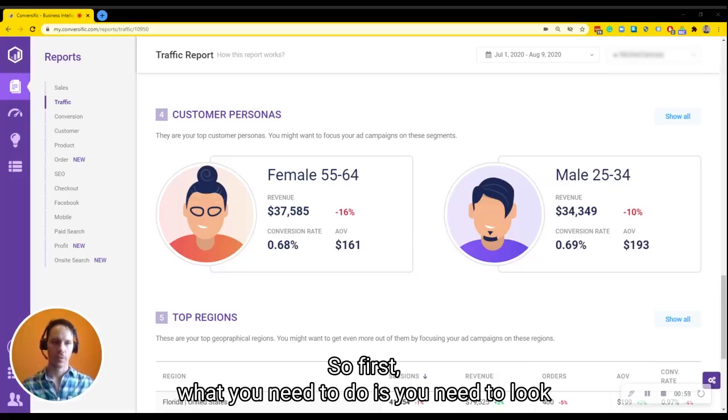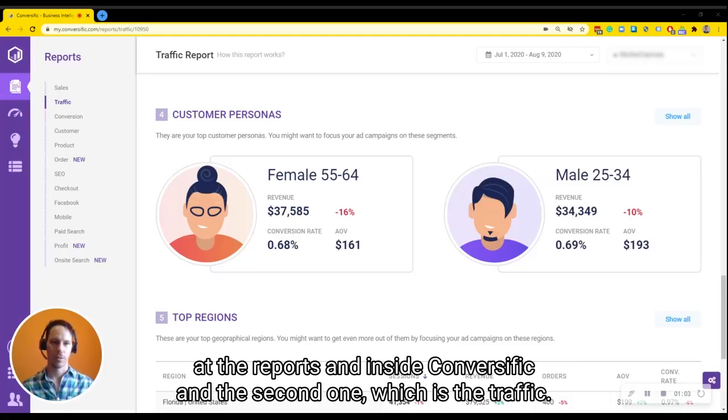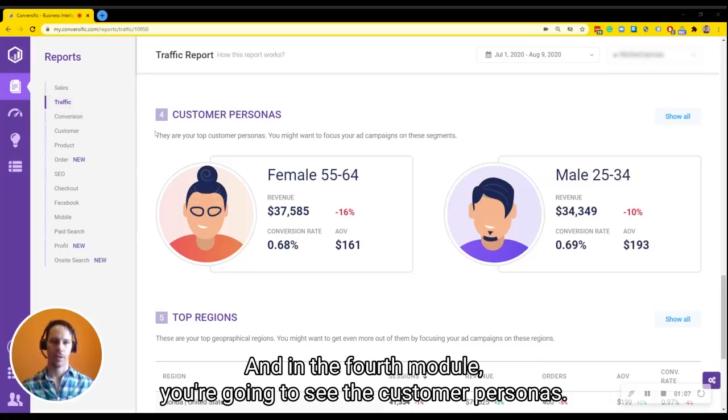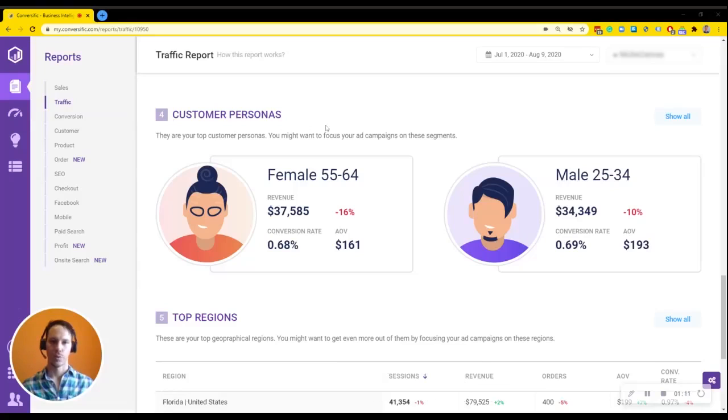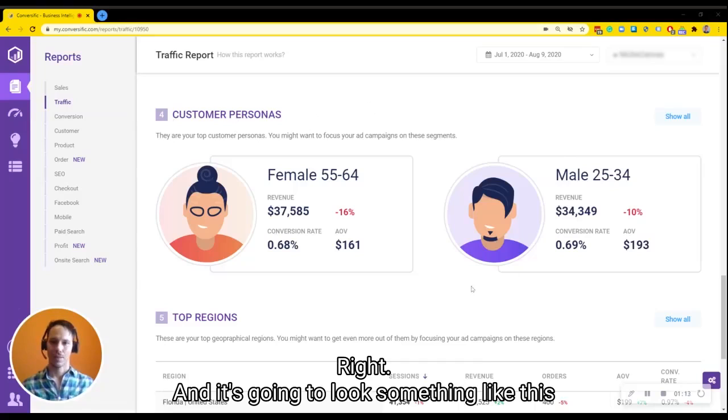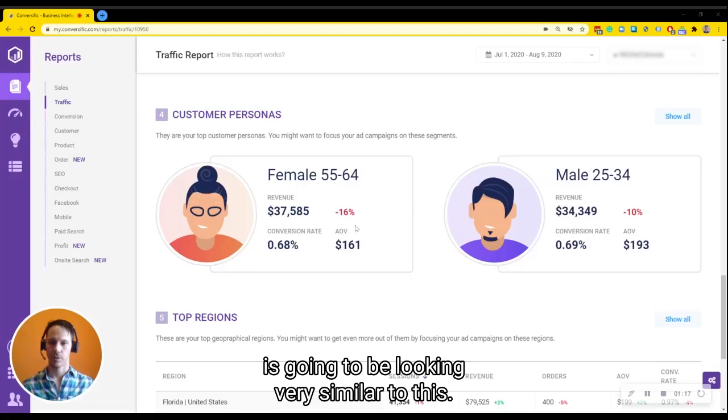So first, what you need to do is look at the reports inside Commercific. And the second one, which is traffic. And in the fourth module, you're going to see the customer personas, right? And it's going to look something like this. It's going to be looking very similar to this.